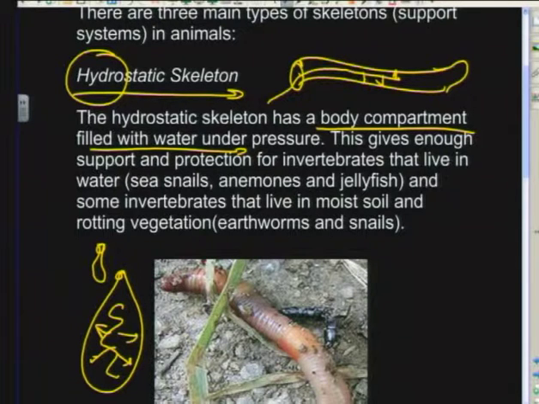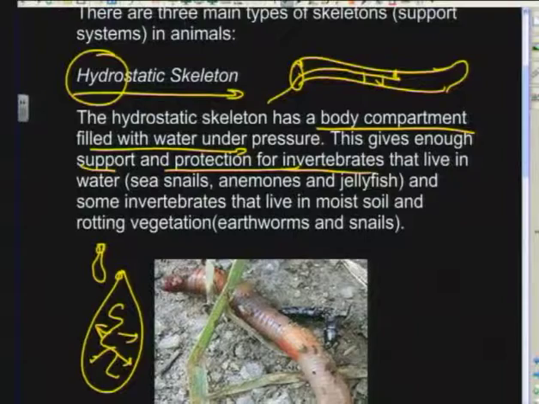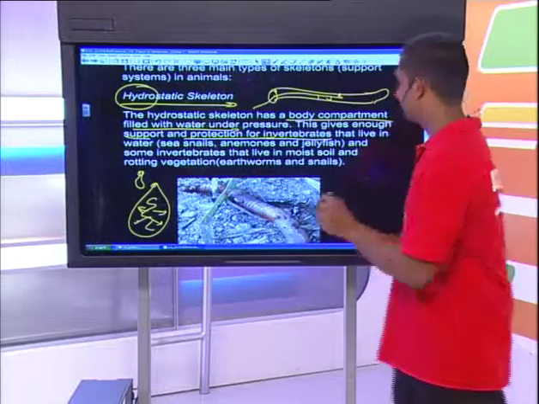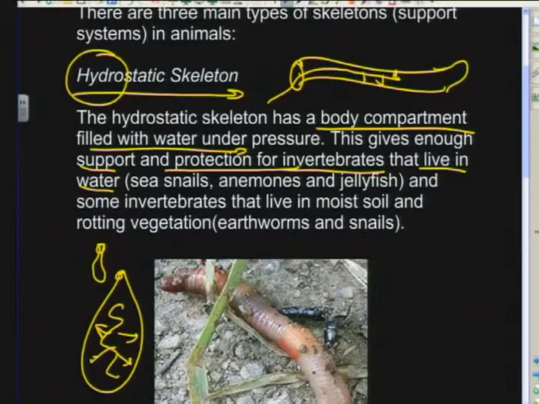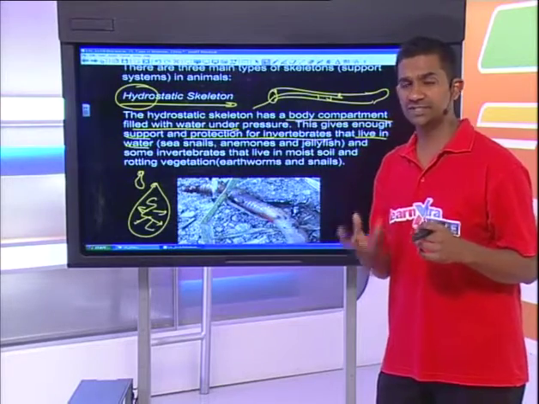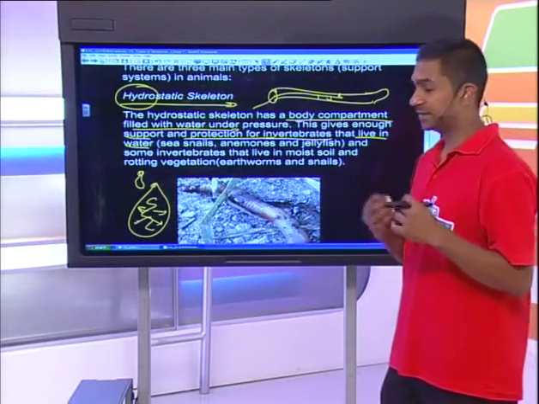This gives enough support as well as protection for the invertebrates, and the term invertebrates refers to organisms that do not have a cranium or skull and a backbone. It's a characteristic of animals that don't have a vertebral column to have either a hydrostatic skeleton or the next type, which is an exoskeleton. These organisms need to live either in water or in moist environments, that means in soil that is waterlogged, or in soil that has a high humus or water content, simply so that they can absorb water, and that water provides the shape necessary for their body.